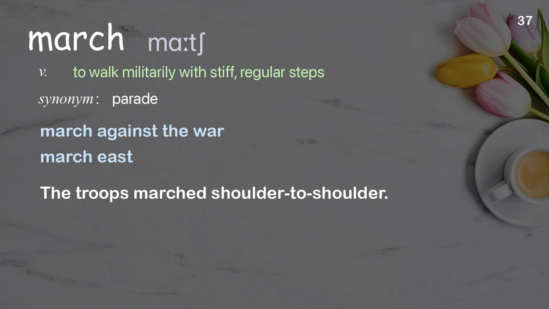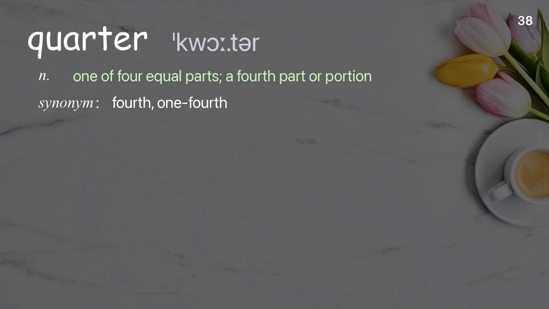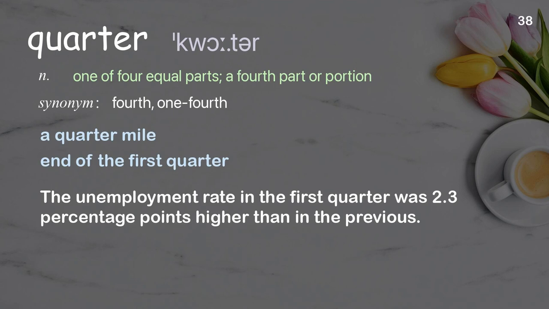Quarter. One of four equal parts; a fourth part or portion. Examples: a quarter mile, end of the first quarter. The unemployment rate in the first quarter was 2.3 percentage points higher than in the previous.